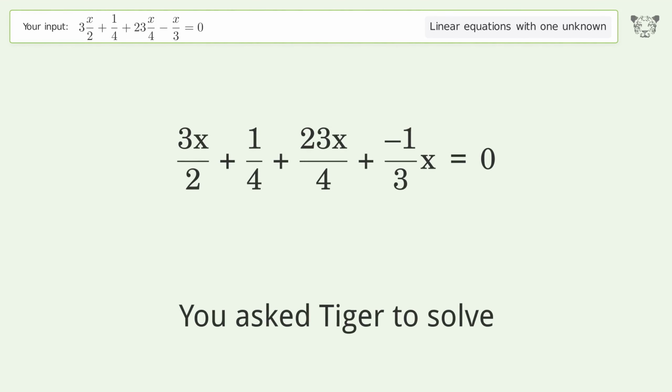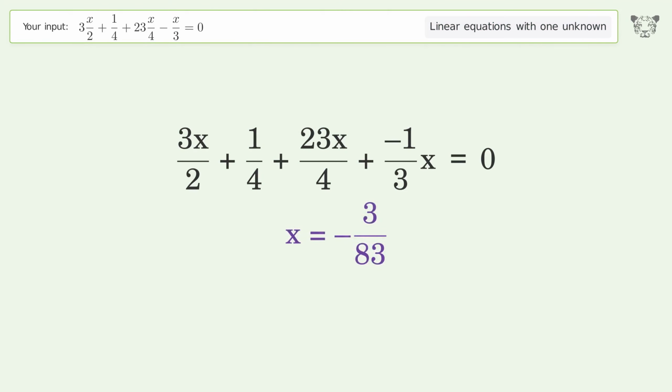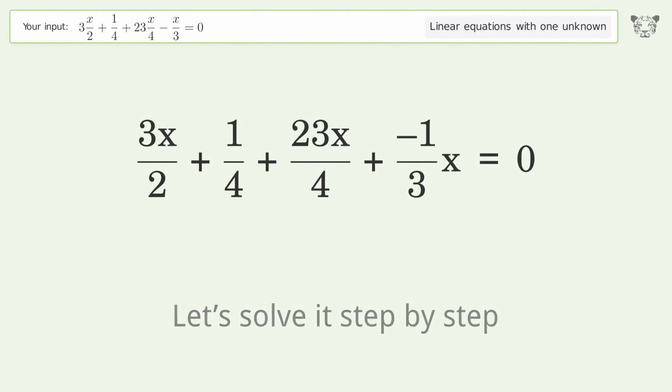You ask Tiger to solve. This deals with linear equations with one unknown. The final result is x equals -3/83. Let's solve it step by step.